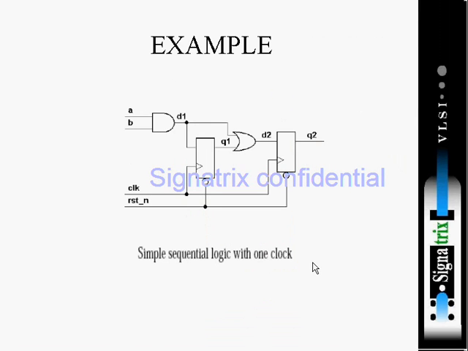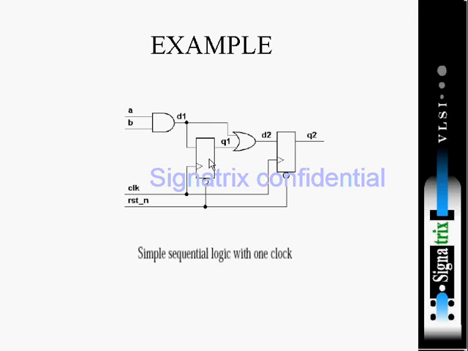So, simple sequential logic with one clock example. You see, as soon as the clock edge comes, it will sample the value of D2 into Q2, and it will sample the value of D1 into Q1. Right now they are assuming that there is no delay of the gates as well as your registers. So as soon as the positive edge of the clock comes, this value will come here and this value will go here.